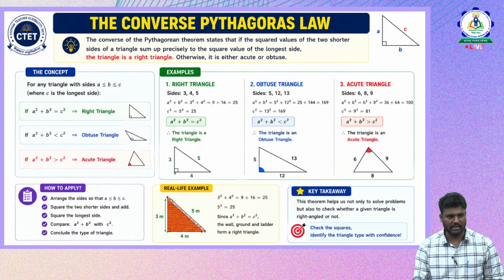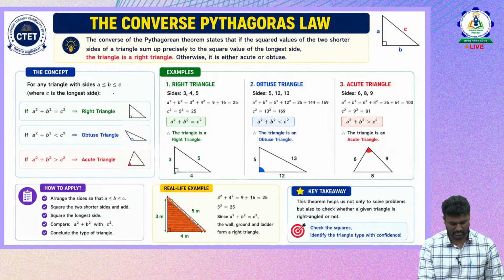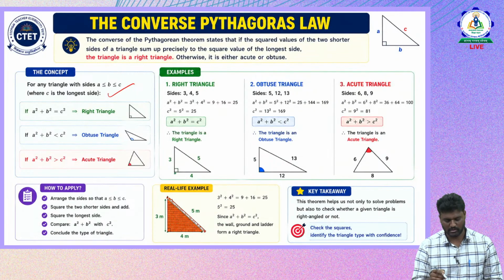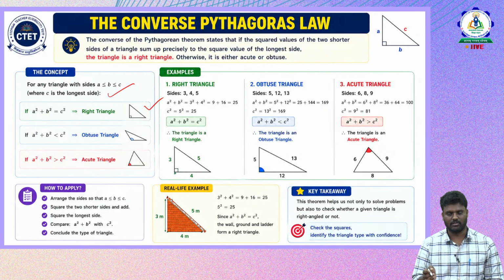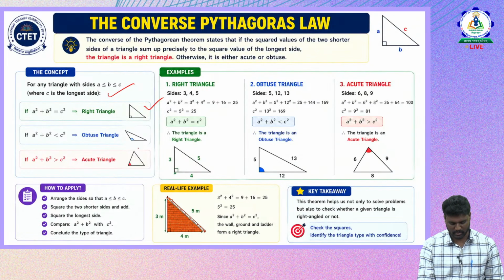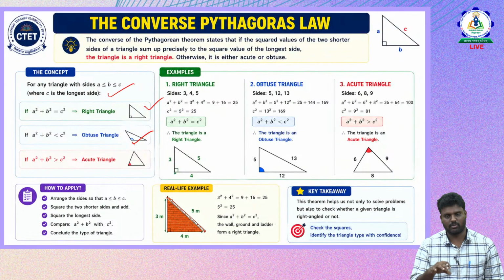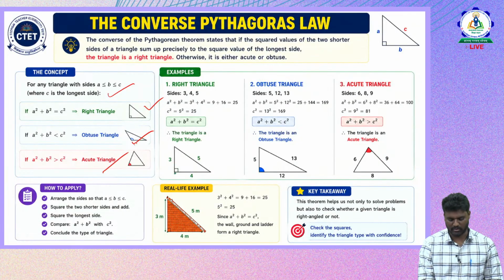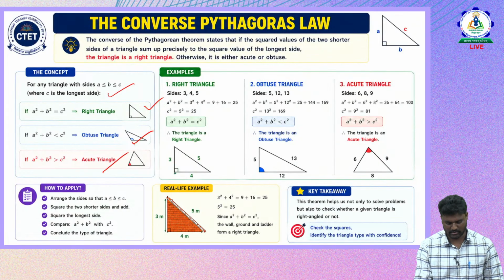For any triangle with sides a greater than or equal to b, greater than or equal to c, where c is the longest side, in such cases, if a square plus b square is equal to c square, then it will become a right angle triangle. If a square plus b square is less than c square, then that will become an obtuse angle. If a square plus b square is greater than c square, that means whatever value we got for a square plus b square is greater than c square, then we say that is an acute angle.